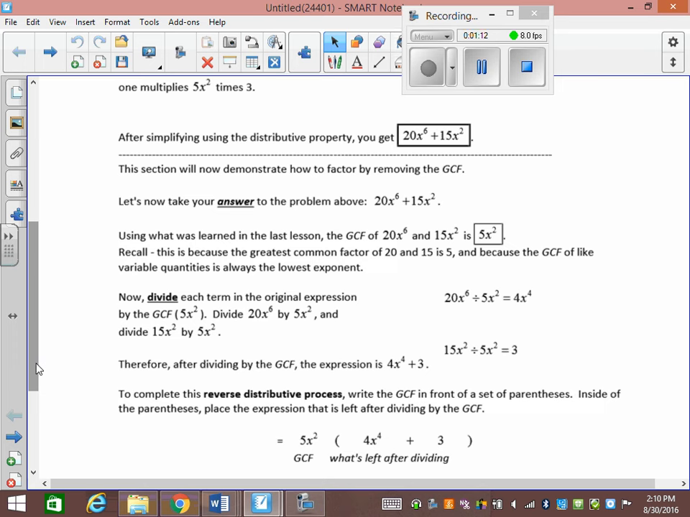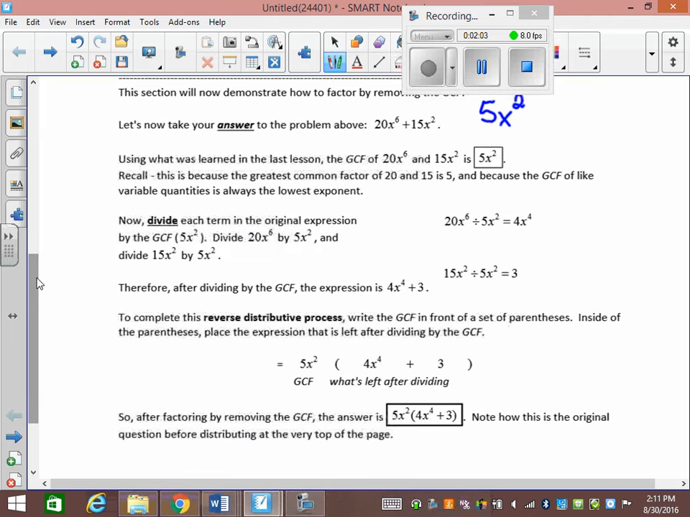So you're looking at 20x to the 6 plus 15x squared, and you're saying, what can I take out of both of those terms? Okay. So 20 and 15, what number can I divide out of both of those? 5. So we take 5 out of both of these, right? One of them has 2 x's and one of them has 6 x's. So what's the largest power of x that I can take out of both of them? Two x's, right? I can't take 6 x's out of 2. I can take 2 out of 2 and 2 out of 6. So that means I can take x squared out. So that means I can take a 5x squared out of both of those. Okay?